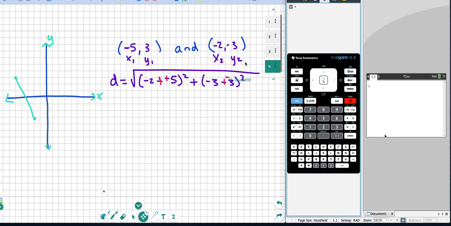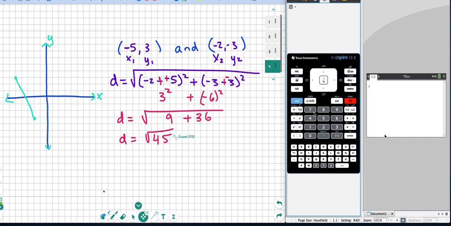So I have negative 2 plus 5, which is going to give me 3 squared, plus negative 3 plus negative 3, which is negative 6 squared. 3 squared is 9, plus negative 6 squared is going to give me 36. So D is equal to the square root of 9 plus 36. D is going to equal the square root of 45.